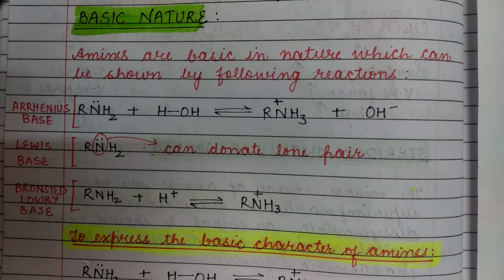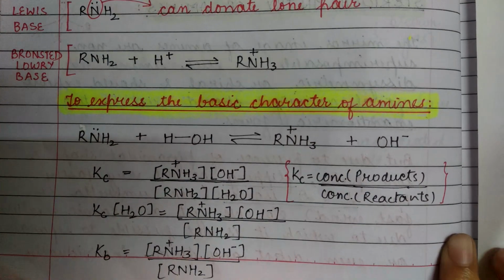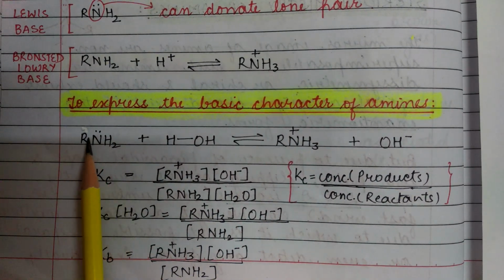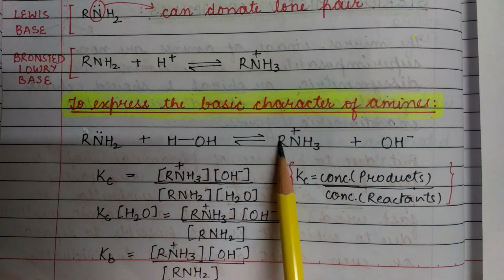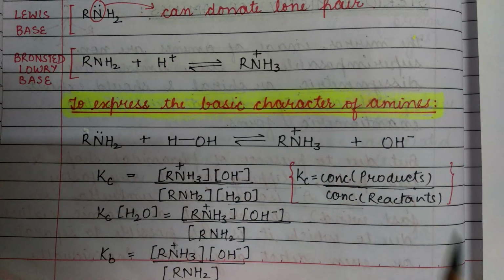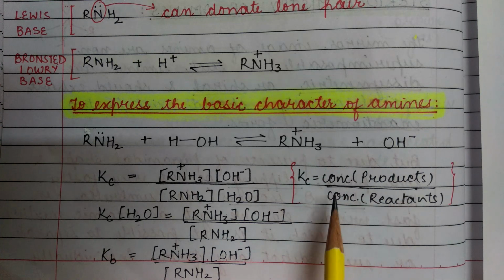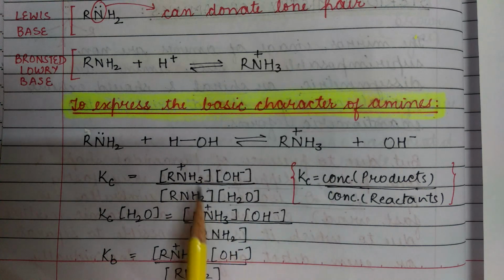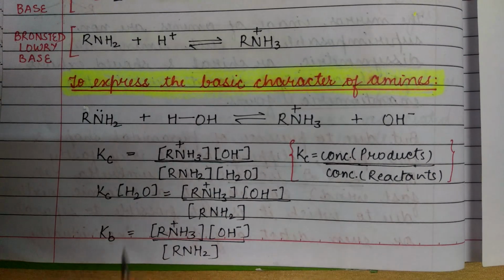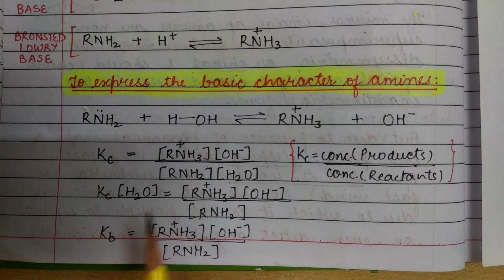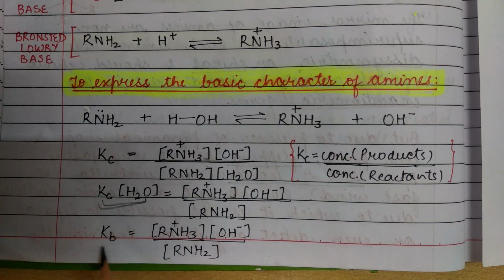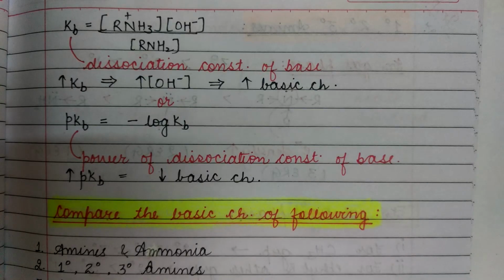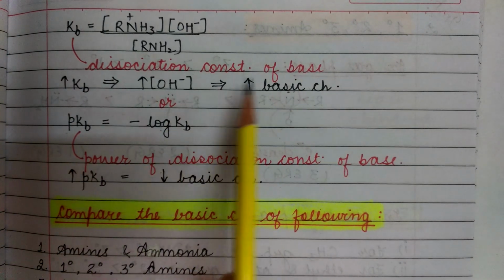Now, how do we express the basic character of amines? This reaction, RNH2 in the presence of water, gives RNH3 positive plus OH negative. We know Kc is equal to the concentration of products upon the concentration of reactants. So it is written like this. Now this water goes to this side, and we are left with this. When these combine, they form Kb. Kb is called the dissociation constant of base.